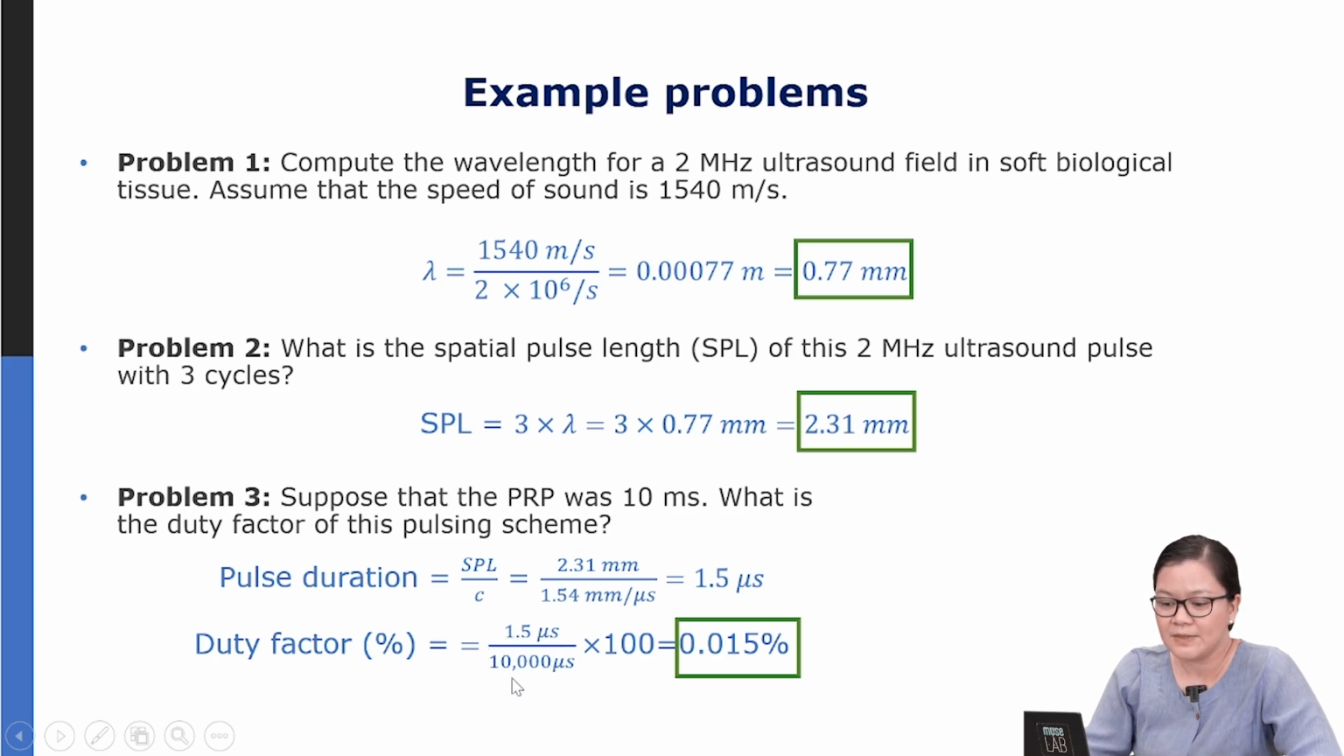So we convert 10 milliseconds to 10,000 microseconds, or 1.5 microseconds divided by 10,000 microseconds. And since we're going to express the duty factor in terms of percentage, we would multiply that value by 100. So here the answer is 0.015%. So hopefully you got these answers based on what we have learned in this course.